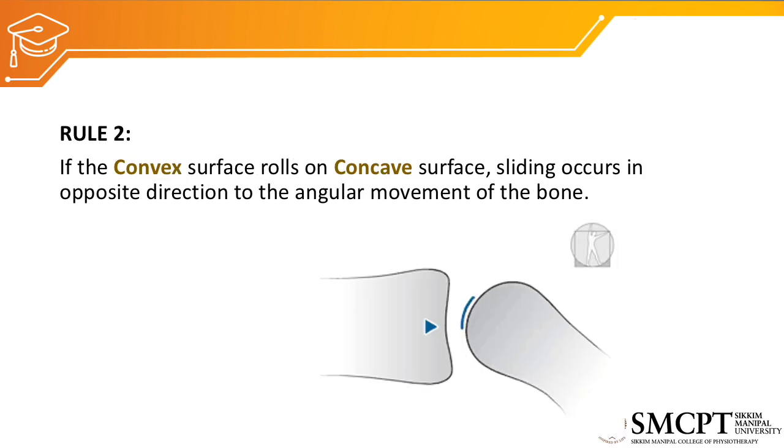Rule 2, if the convex surface is moving on concave surface. If the convex surface rolls on concave surface, sliding occurs in the opposite direction to the movement of the bone. So these two are the important points before moving on with arthrokinematics for individual joint surfaces.